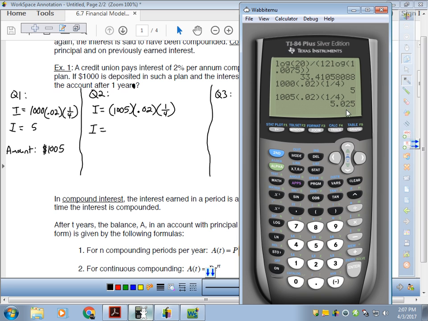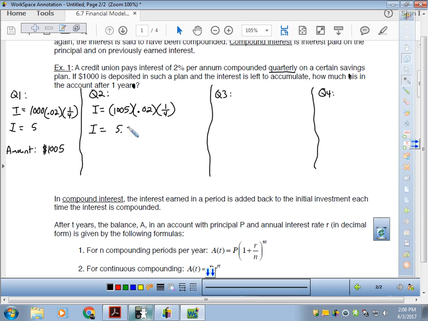Well, since this is money, it only carries to the second decimal, so this would be 5.03. So that's how much interest we earned in the 2nd quarter. Add that back into our amount. So now the amount we have, we started with 1,005. We added another $5.03. So now we're up to $1,010.03.